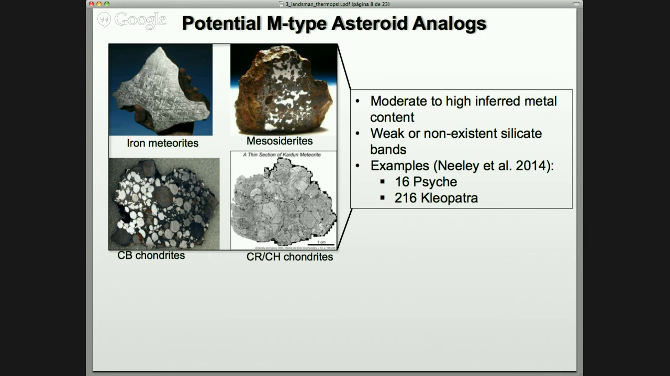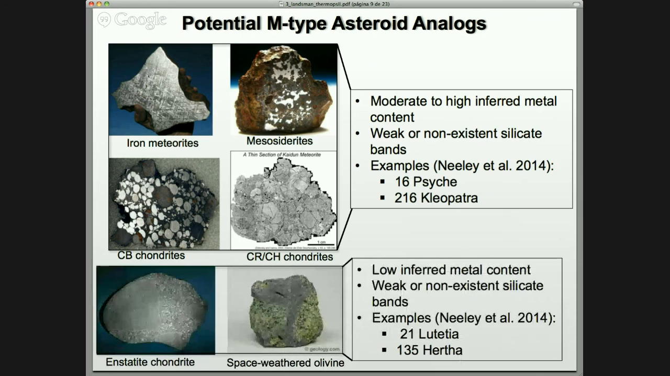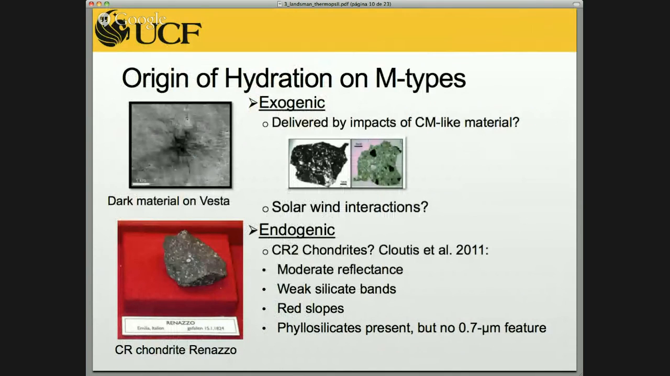And then this slide is just a bit of wild speculation. You have some analogs for M-types. Where did the hydrated minerals come from? This is not at all a conclusive list or anything. These are just ideas. So it's possible that the hydrated minerals could in some cases be exogenic.